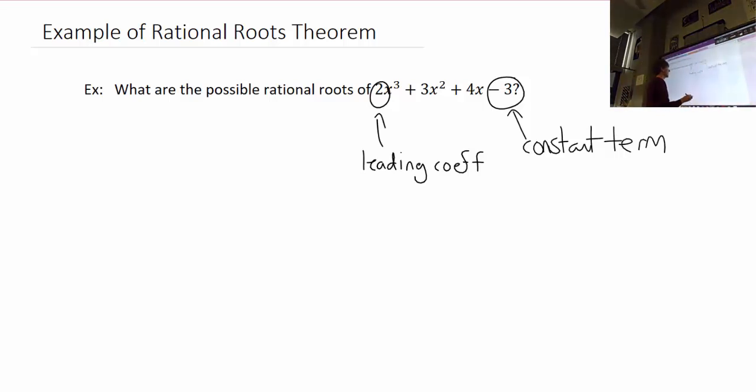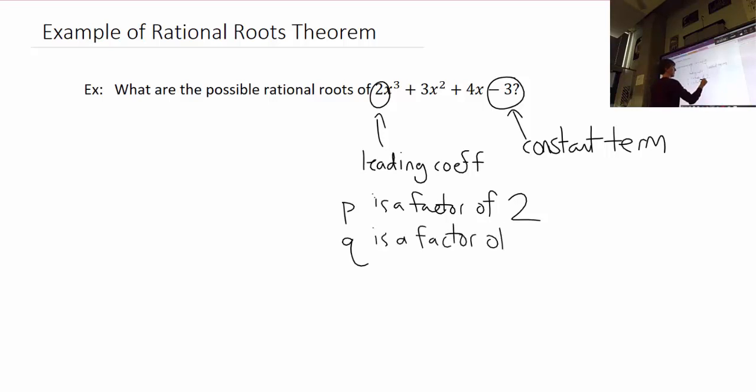Okay, so what the theorem said is that P has to be a factor of 2. And Q is a factor of, oops, I got it backwards, but this is one of the common mistakes, so it's probably good that you see me do it. Let's erase that.